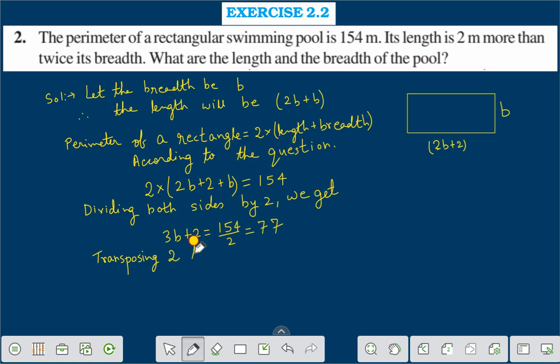Now transposing 2 to RHS, we get 3b is equal to 77 minus 2, that comes to 75.